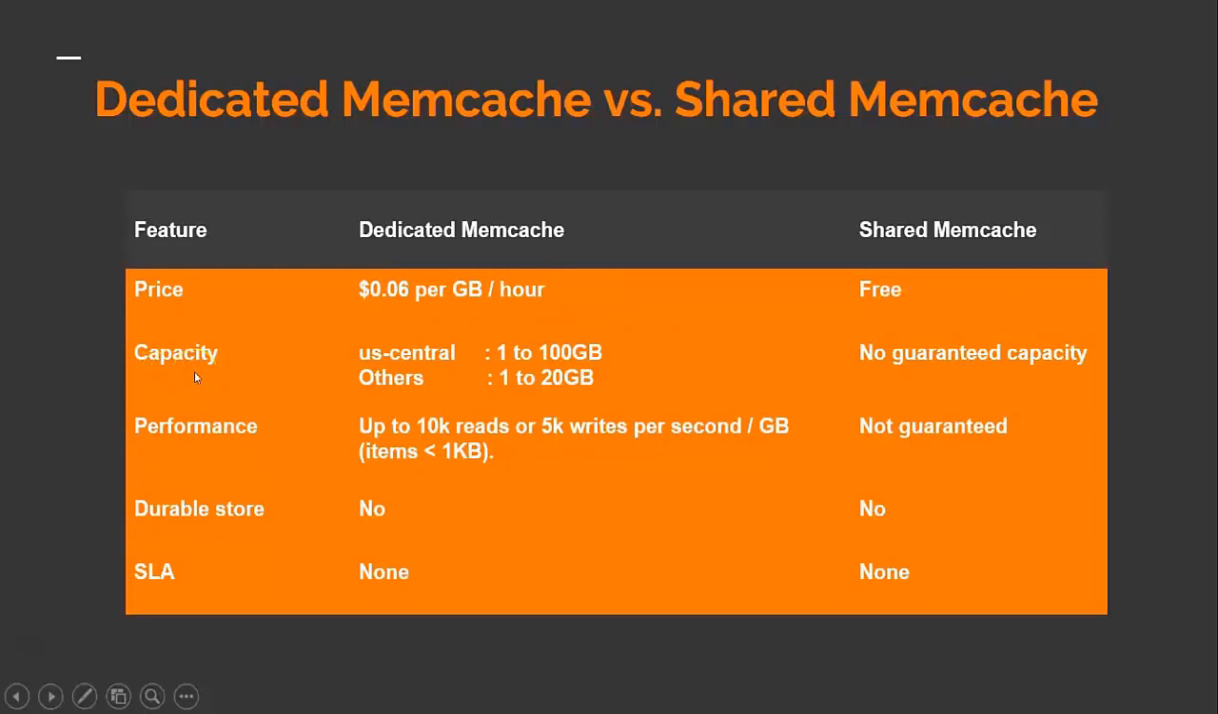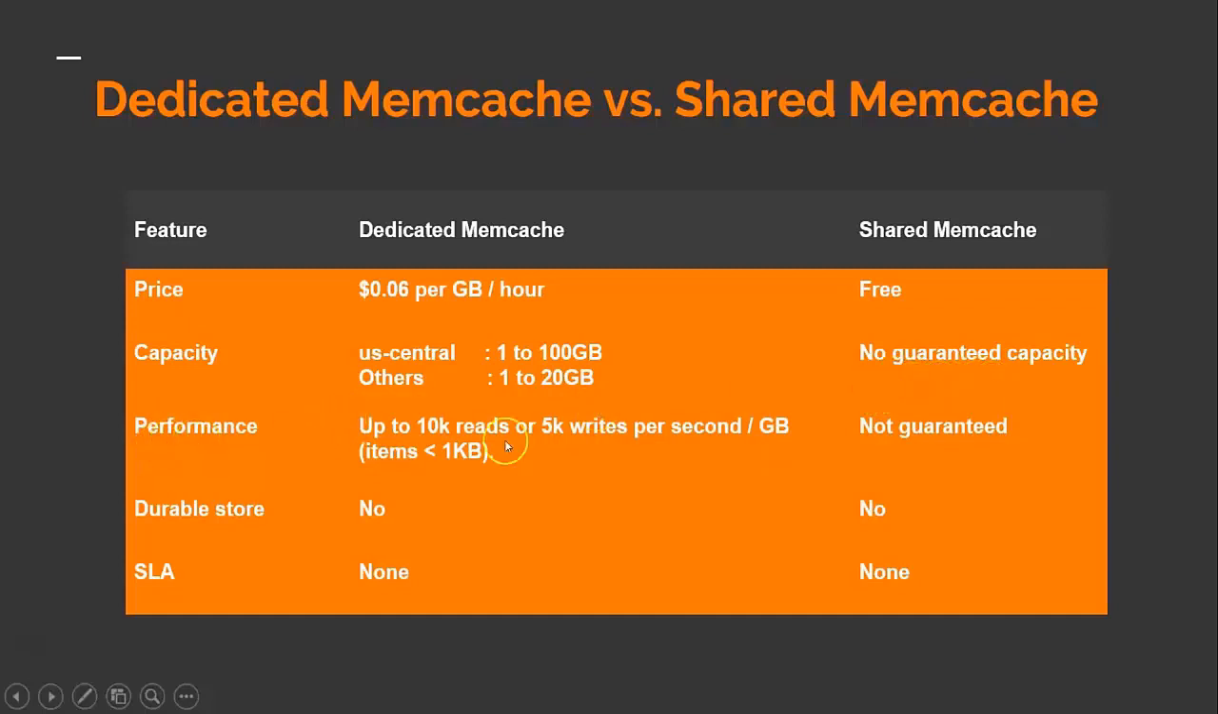Then you have capacity. In US Central, you have a capacity for dedicated Memcache of 1 to 100 GB, whereas in other regions you have 1 to 20 GB. For shared Memcache, capacity is not guaranteed, as it can be used by other applications. So there is no fixed cache enabled for you.